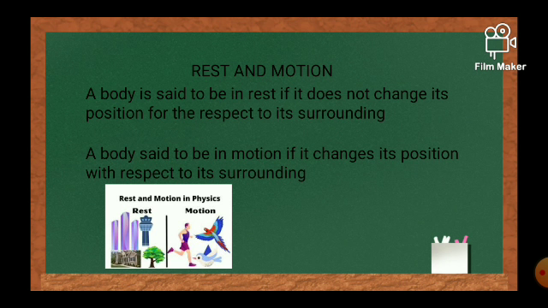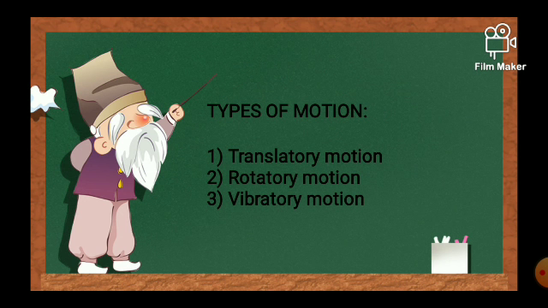We can also take the example of a moving car, and a car in constant, uniform position, which is not moving. Well, let's move to our next topic, types of motion. Number one, translatory motion. Number two, rotatory motion. And number three, vibratory motion.